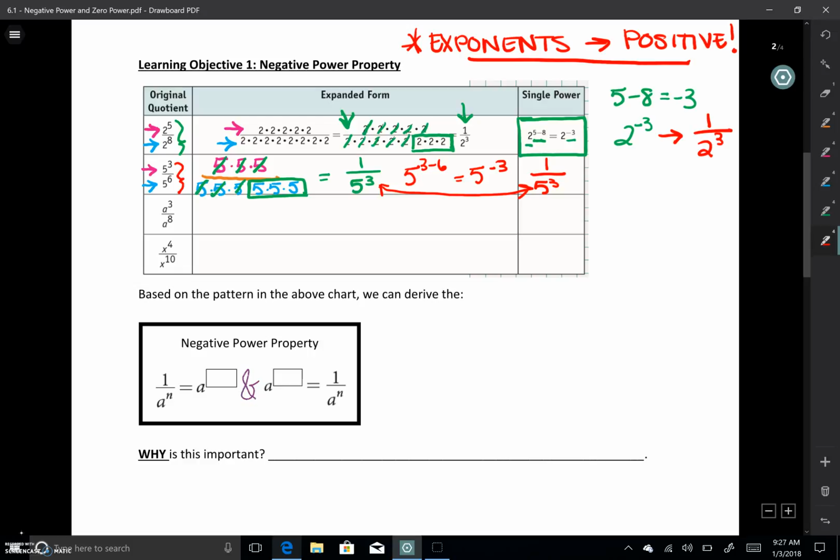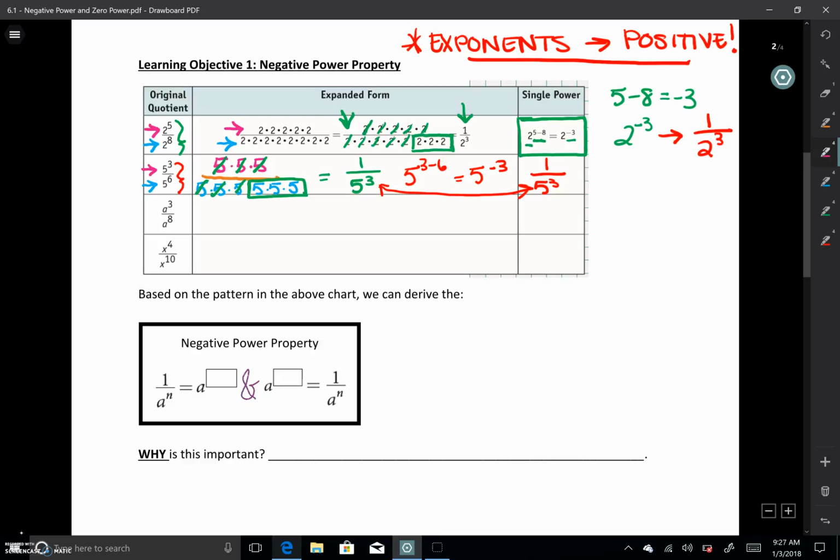I'd like you to pause the video at this time and try the last two on your own, and then when you're all set, you can restart the video and see if your answers are correct. All right, so I hope that at this time you've worked on those two lines.